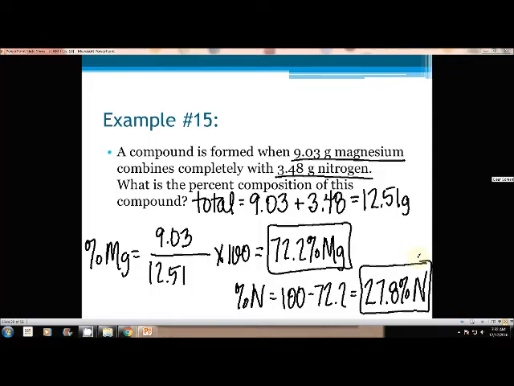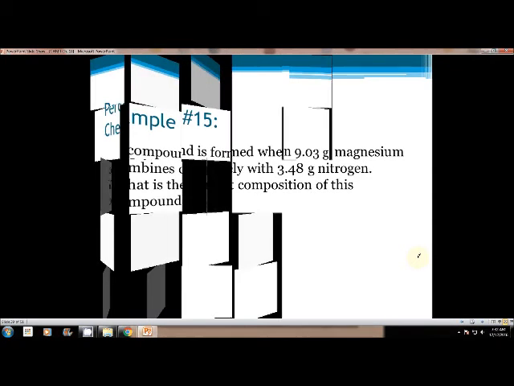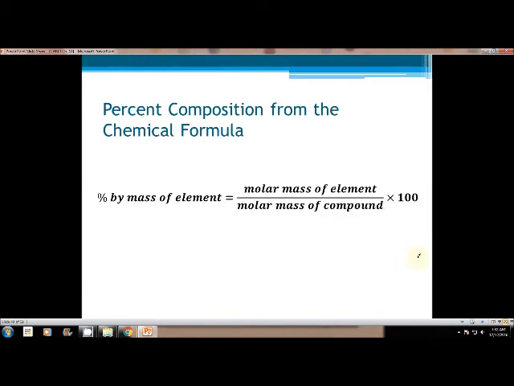Great. Okay. Now, if we are given just a chemical formula but no numbers, then we can still do it with the molar mass. So we just take the molar mass of the element over the molar mass of the whole compound. The only important thing to note is you have to take the total molar mass of the element. So if there's 2 oxygens, you have to take oxygen times 2 for that top part. Okay? So example 16 is like that.